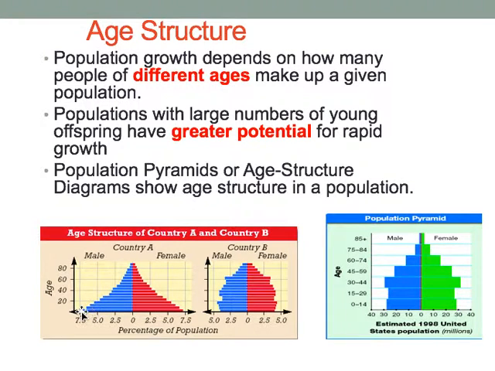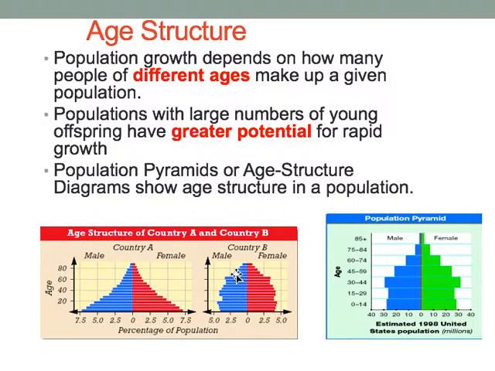We might have an abundance of younger individuals. And then as we get to childbearing age, it's going to start to dwindle off. And then as they get older, obviously we're going to have less of those populations. So this is population growth here. Populations with large numbers of young offspring have greater potential for rapid growth. So the more a population is shaped like this graph, the more rapid that growth rate is.